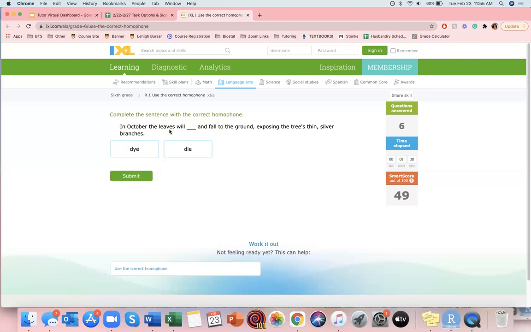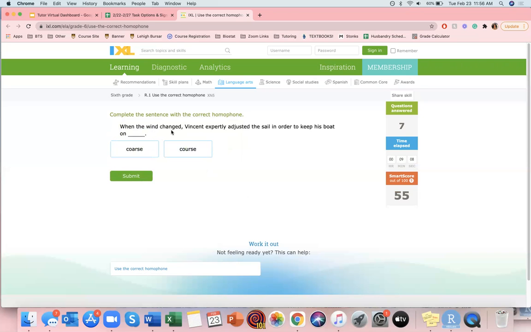In October, the leaves will blank and fall to the ground, exposing the tree's thin silver branches. So will they dye or die? Dyeing is what you do to change the color of objects. So if you tie-dye a shirt, that means that you are dyeing it in colors of the rainbow. Meanwhile, dying is the appropriate one that we want to use for this sentence because the leaves will die in the fall, and that's why they fall to the ground.